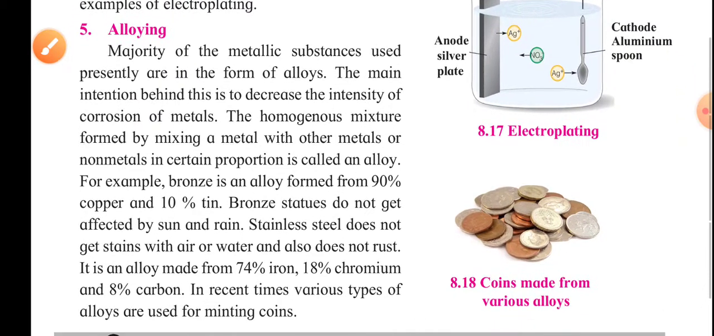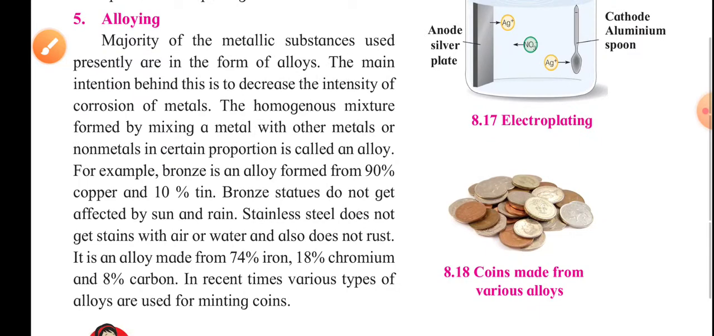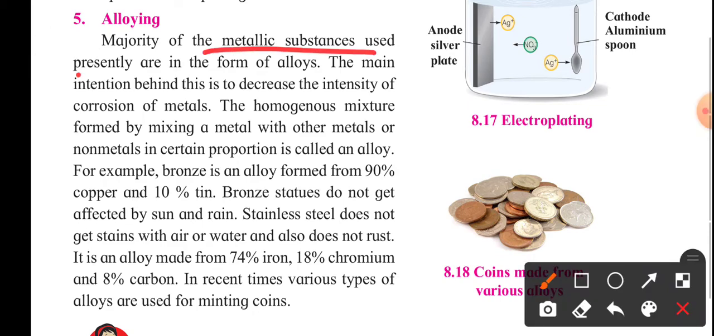And the last method we have is alloying. Alloying is when two or more metals, or a metal and a non-metal, are mixed in a definite proportion, and that product is called an alloy. So metals are mixed with some other materials to make an alloy. An alloy is a non-corrosive material. The majority of metallic substances used presently are in the form of alloys. The main intention behind this is to decrease the intensity of corrosion of a metal.